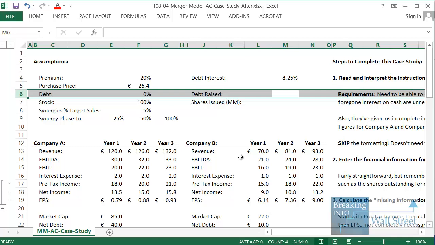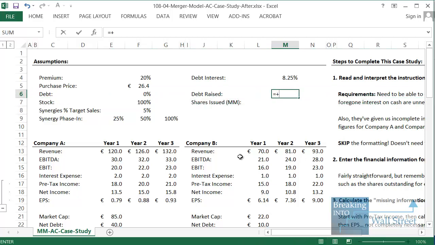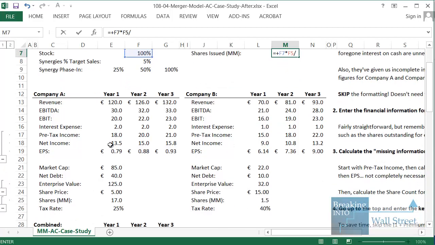Then for the debt raised here, since we have the percentages for the debt and the stock that are being used in this deal, we can calculate the amount of debt raised in euros and also the number of shares issued in millions here. So for the debt raised, let's take our percent debt and then multiply by our purchase price right here. And then for the shares issued, you have to be careful about this. What you want to do is take the percent stock used times the purchase price and then divide by the buyer's share price down here, because the buyer is issuing its own shares.